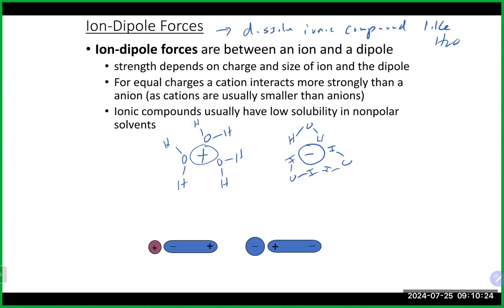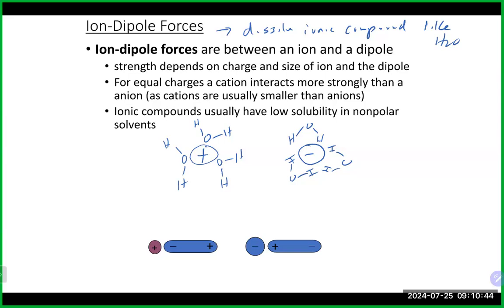The strength depends on the charge of the ion or the dipole. For equal charges, cations are attracted strongly to the anions, and the cations are usually smaller than the anions as well. Because of that, they get sucked in a lot stronger.